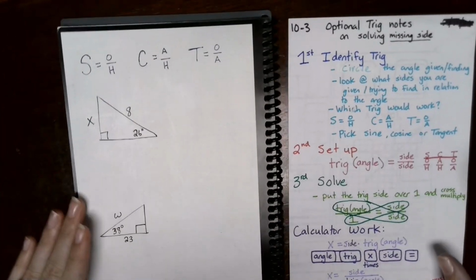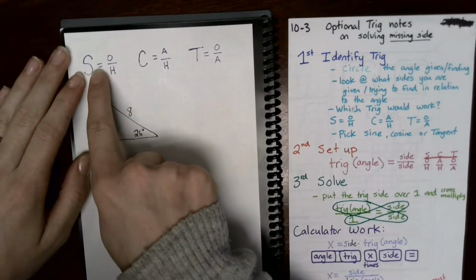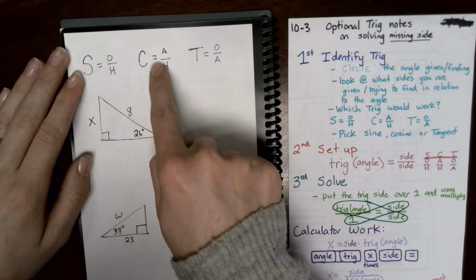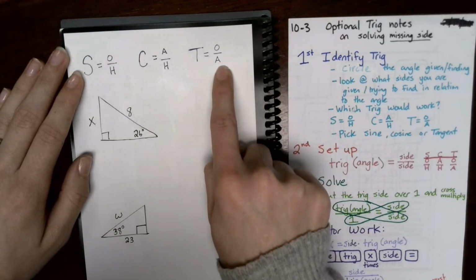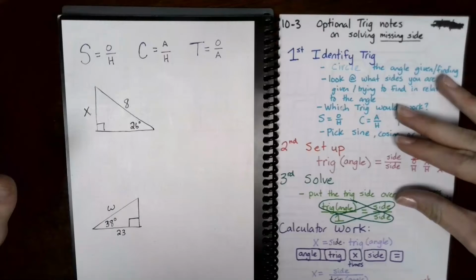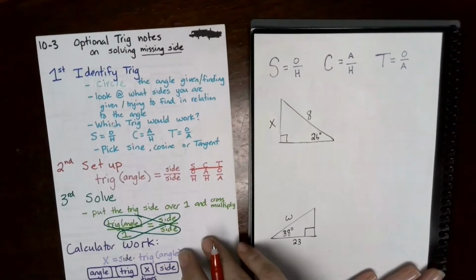And like always, I write at the top of my paper, SOHCAHTOA. Remember, sine equals opposite over hypotenuse, cosine equals adjacent over hypotenuse, and tangent equals opposite over adjacent, okay? So I'm going to follow these steps step by step to just make sure it's very clear what we're doing, okay?